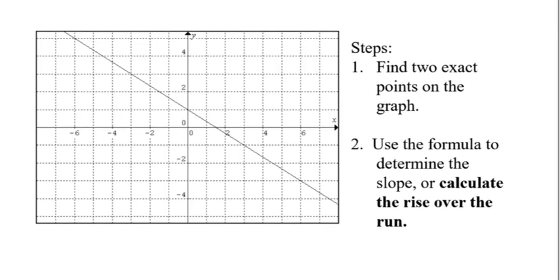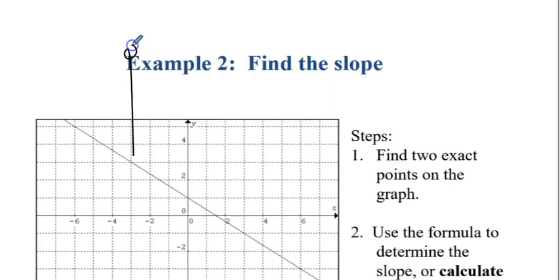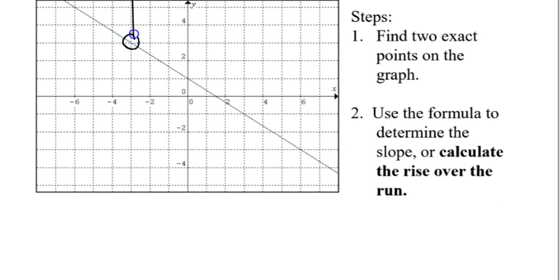Okay, example 2. Find 2 exact points. Now here they're not highlighted, are they? So you have to look carefully and see that I have a point right here, I have a point right there, exact one right there, right here, and right here. Now again, I can just count because I'm looking at a graph. So I can go down 1, down 2, right 1, 2, 3. And that's negative 2/3 slope.